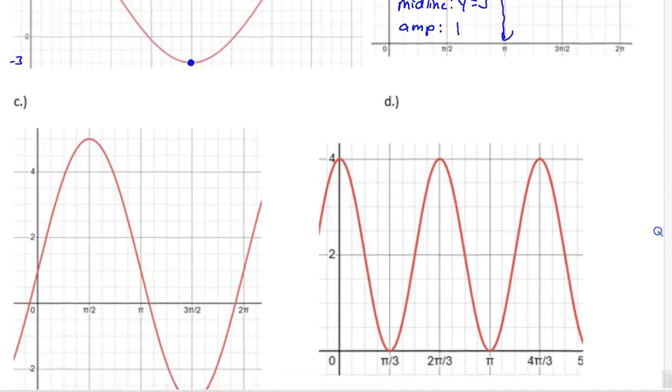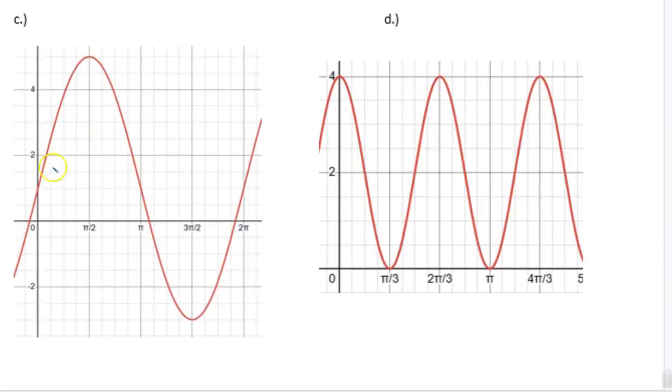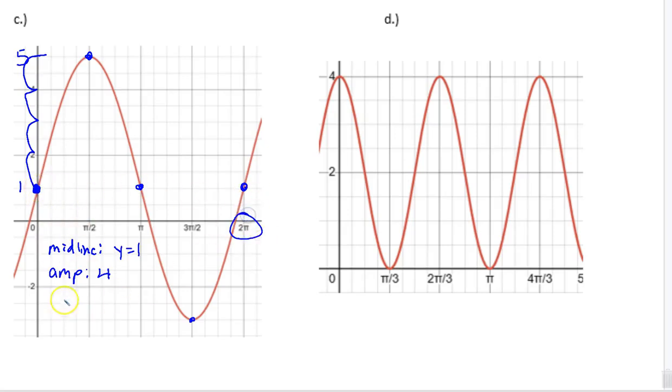Okay, and then the 2 down here. Right here, this looks like a sine graph. Center, top, center, bottom, center. This looks like 1, so the midline is y equals 1. This goes up to 5, so 1, 2, 3, 4. And the period to complete one cycle is 2 pi.